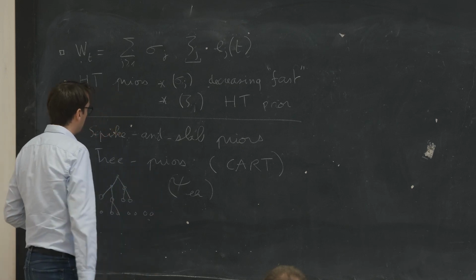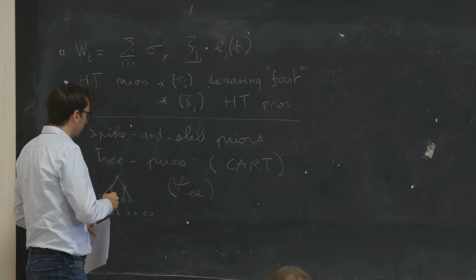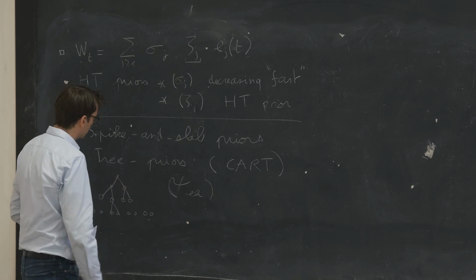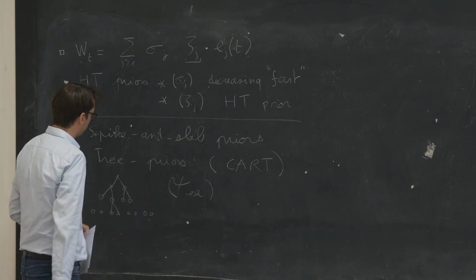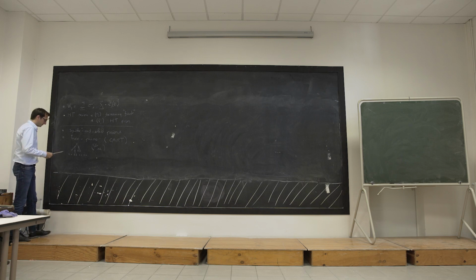So CART does actually exactly that. And this prior has quite some flexibility. This tree is random, so you may choose it. The posterior learns from the data which tree to choose, and it gives good properties for adaptation for various norms.